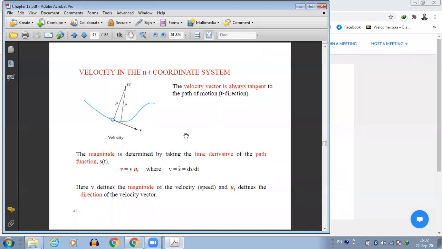Okay, so we have the velocity. Whenever we have the velocity of a body moving along a certain path, what is the direction of the velocity? It's always tangent to the path itself. So it is always considered to be in the tangential direction. So the velocity is equal to s dot, ds by dt, and it always points in the tangential direction along the path.